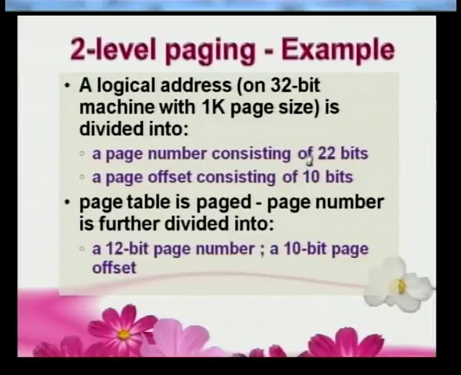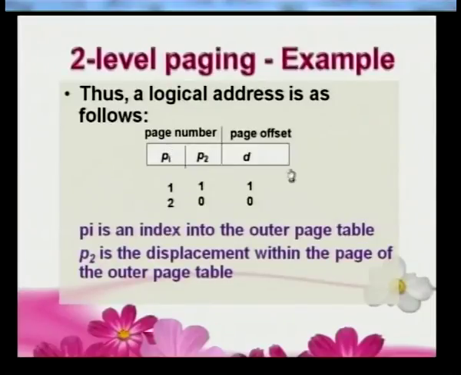This 12 plus 10 corresponding to the 22 bits as a page offset. In this two-level paging example, this is how the organization of bits in the logical address is there. The page offset always corresponds to the displacement, which is indicated as D as in any other simpler paging scheme. The difference lies only in the P area or the page number area.